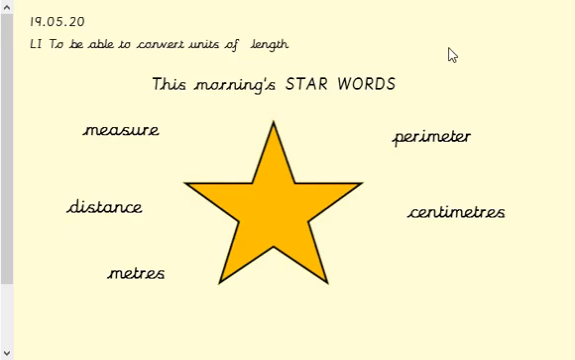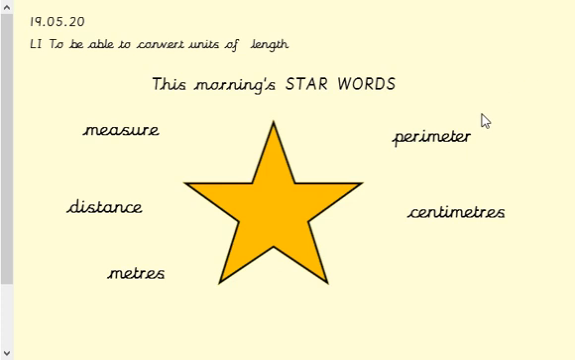Okay, our learning intention for the main part of the lesson this morning is again being able to convert units of length. We're going to take it one stage further than yesterday. So our star words this morning would be measure, distance, meters, centimeters, and perimeter.